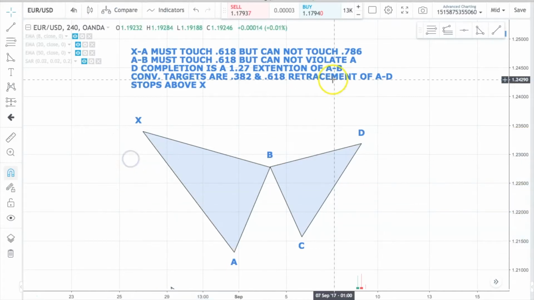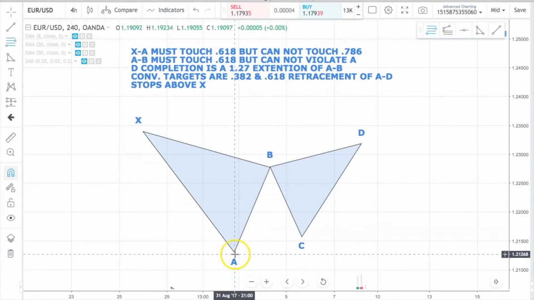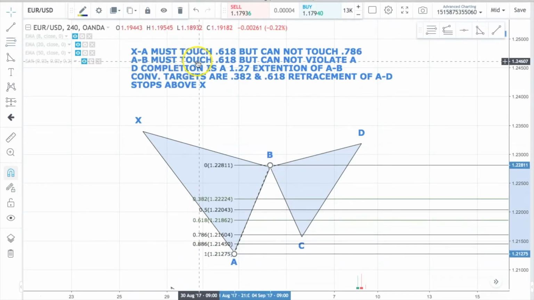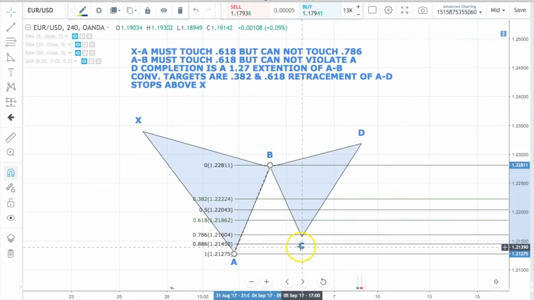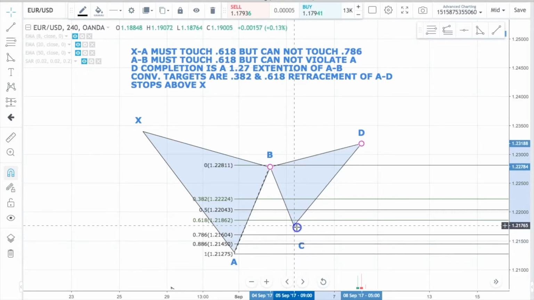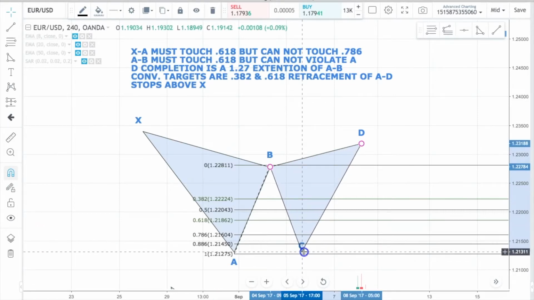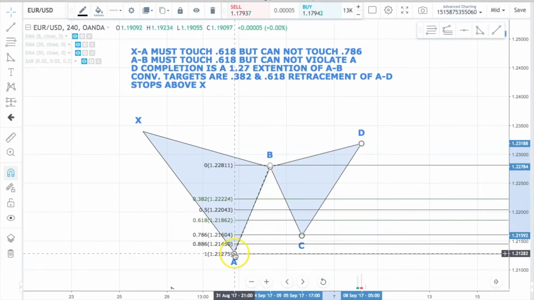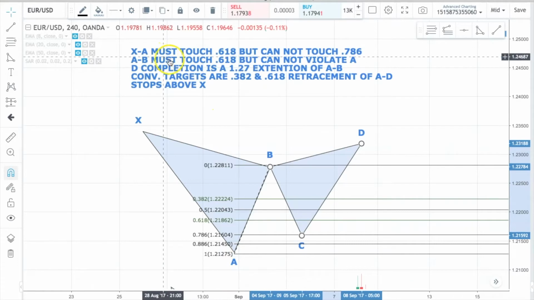Our next one, we want to take Fibonacci retracement again from our A to B leg. Like it says here, A to B must touch the 618 but cannot violate A. So you can see price would have come down here. This C leg, we would have touched the 618, but we did not go below this A leg. So if this was to come down here, it could go real close to A, but if it goes past A, that invalidates the pattern. So it has to touch the 618 but cannot violate A. So now we have our first two. We have our X to A, A to B, B to C.